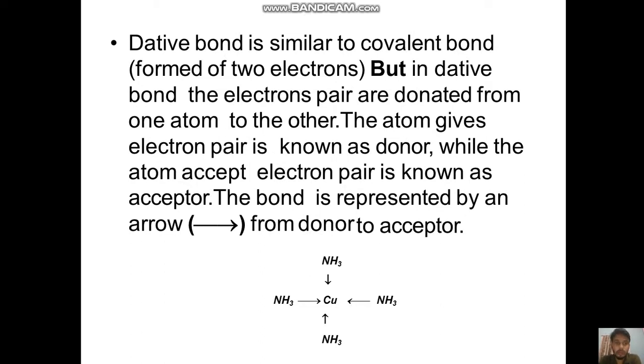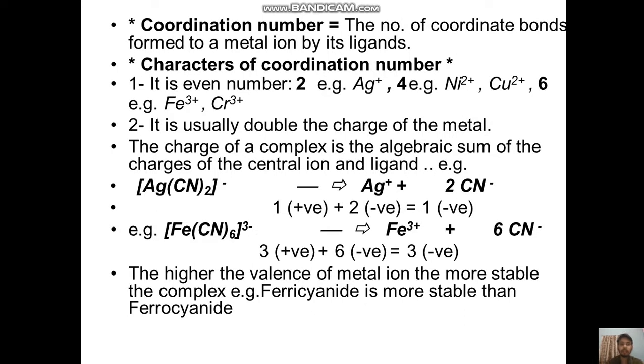Dative bond means it is similar to a covalent bond formed of two electrons, but in a dative bond the electron pair is donated from one atom to the other. The atom that gives the electron pair is known as the donor, while the atom that accepts the electron pair is known as the acceptor. Here you can see I have given the arrow from donor to acceptor. Here you can see copper is the acceptor.